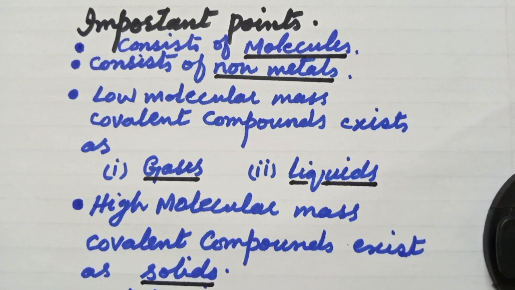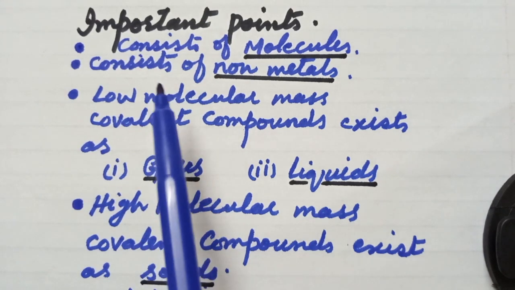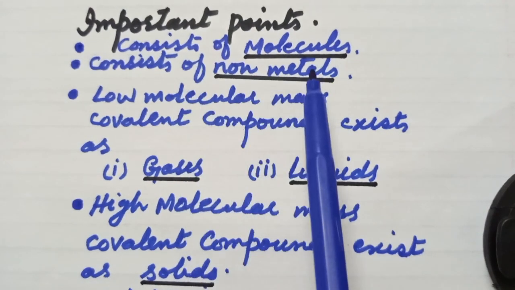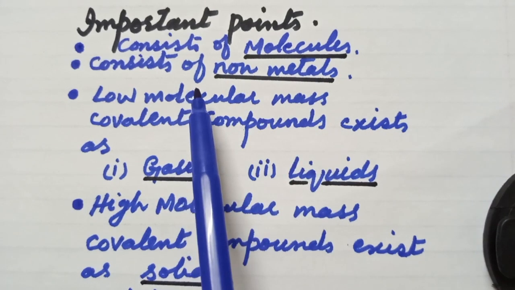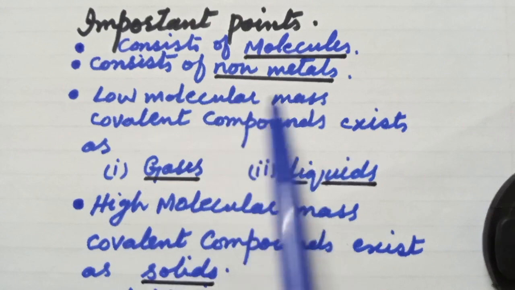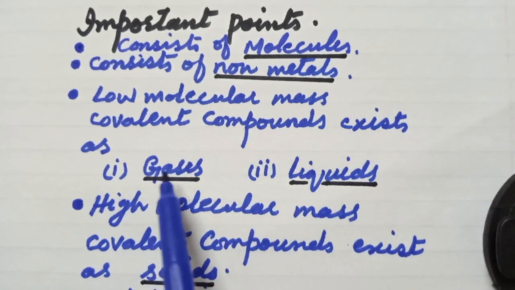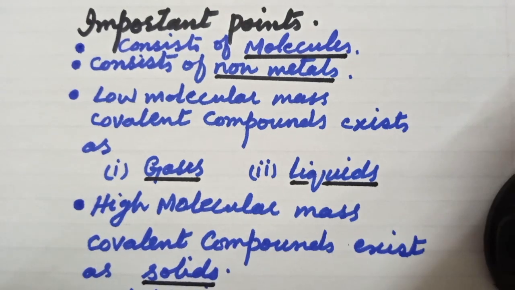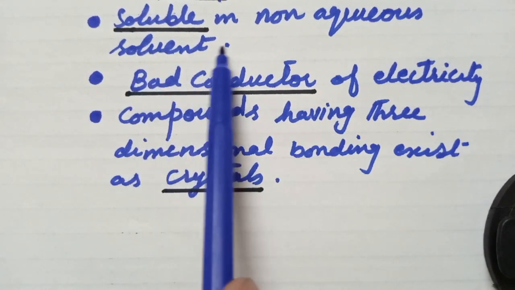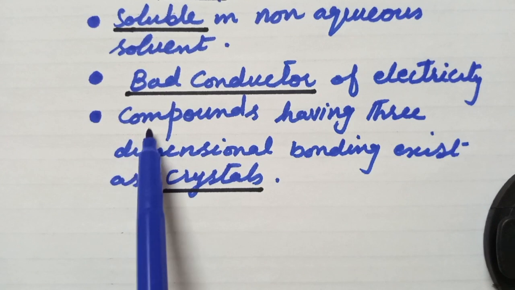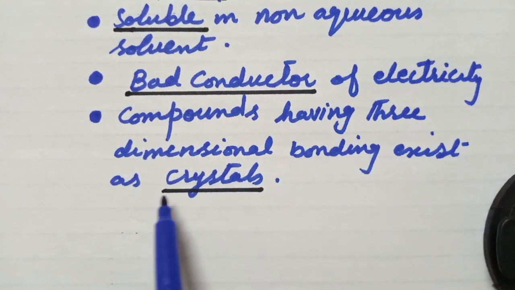I hope students you have understood the different properties of covalent compounds with reasons, but now I summarize these important properties. Covalent compounds consist of molecules. They consist of non-metals. The covalent compounds exist as gas, liquids, and solids. The low molecular mass covalent compounds will exist as gas and liquids. High molecular mass covalent compounds will exist as solids. Covalent compounds are soluble in non-aqueous solvents and they are bad conductors of electricity. Compounds having three-dimensional bonding exist as crystals.